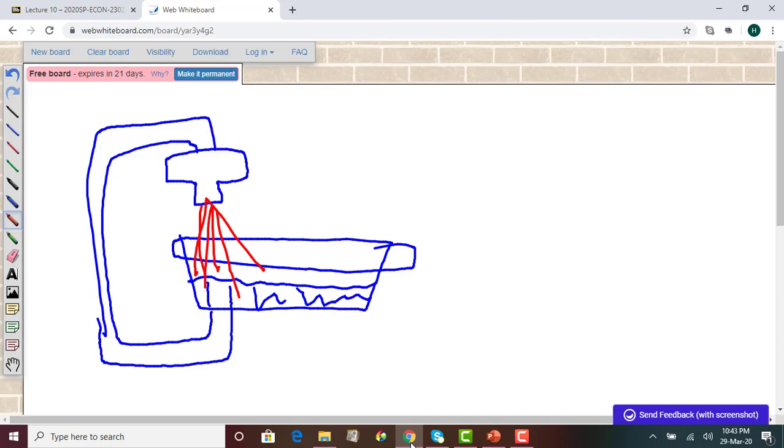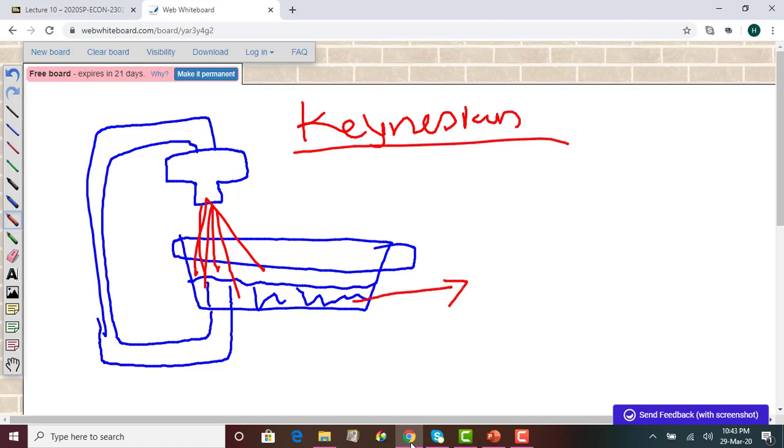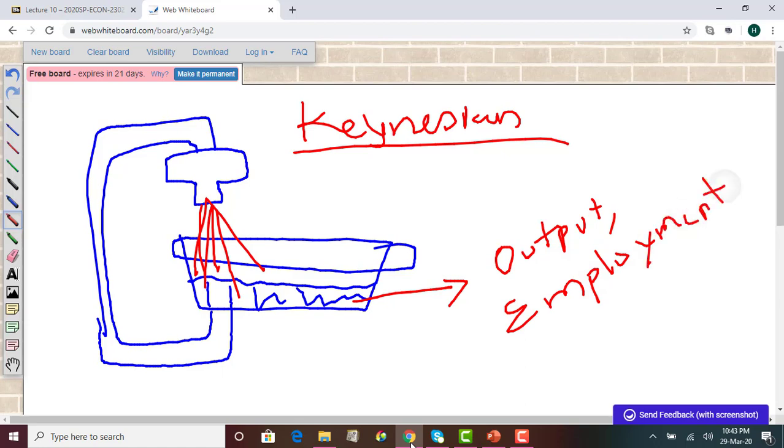So here under the Keynesian model, let's say this is your Keynesian model, this level of water represents output, employment, and income. It's the same as classical. Under classical, we also had the same thing. It was represented by output, employment, and income.